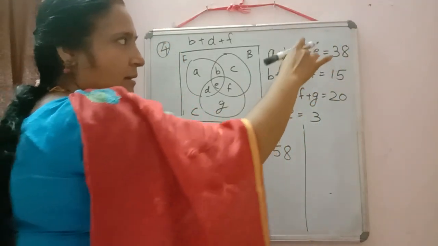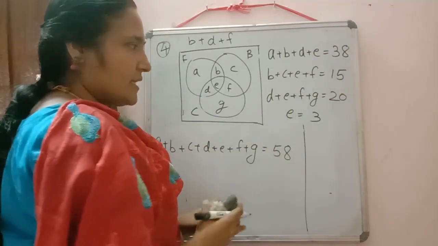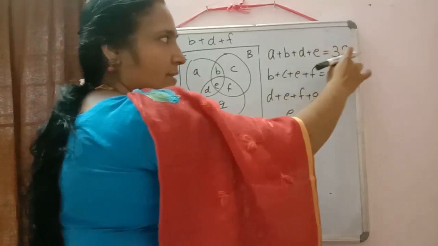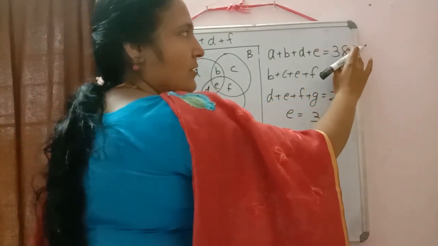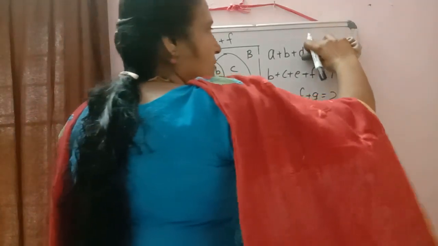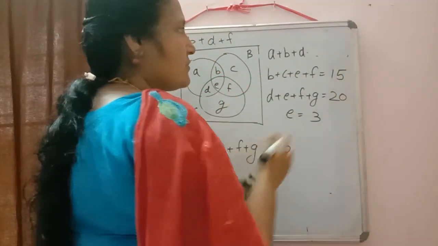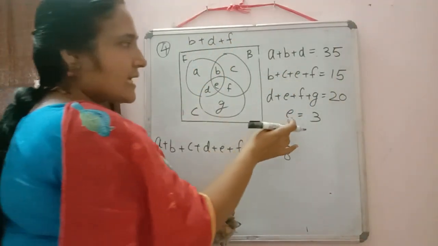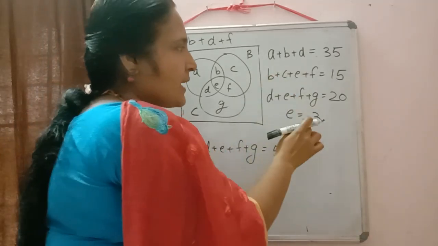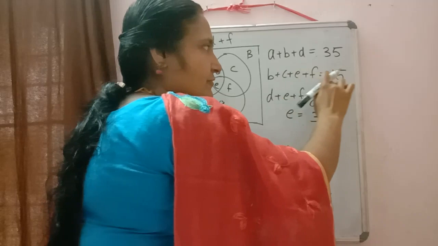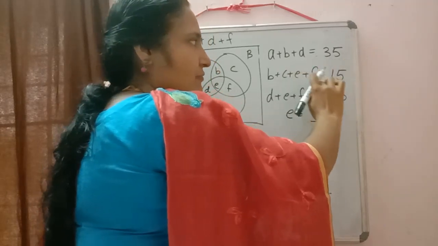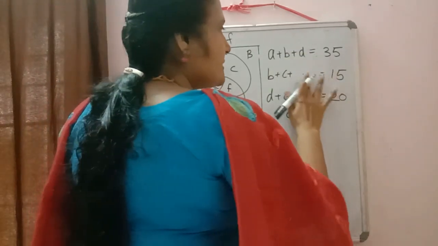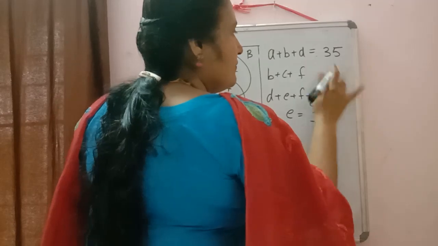So all of you write this down, because I will rub it out and write the information here. I substituted E is equal to 3 here. Then 38 minus 3 is equal to 35. So A plus B plus D is equal to 35. Similarly, in the second equation also substitute E is equal to 3. We shift 3 to the right hand side. Then 15 minus 3 is 12. So we are getting B plus C plus F is equal to 12.